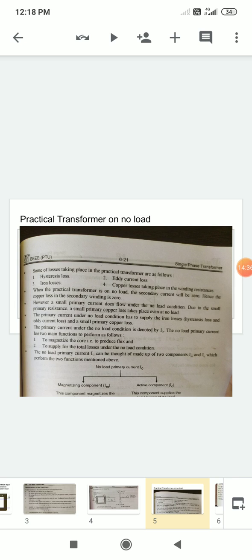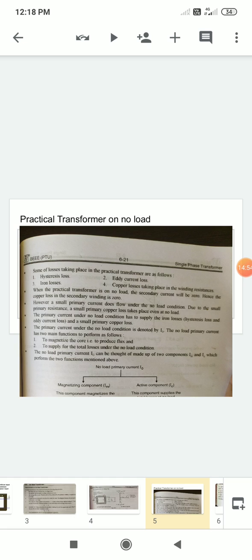Now there are iron losses. Iron losses we have already discussed. The hysteresis and eddy current losses are part of the iron losses. Copper losses are again big losses in a practical transformer. Those losses occur due to the conducting copper wire.